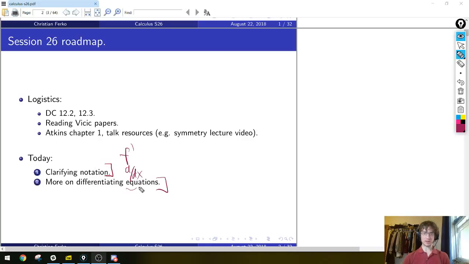extracting more data from an equation by differentiating both sides. We've done some of that already, but it's a very common technique to differentiate both sides of an equation. So this is sometimes called implicit differentiation, as we'll see. So I'd like to see more examples of that. But okay, first the notation and beating a dead horse.